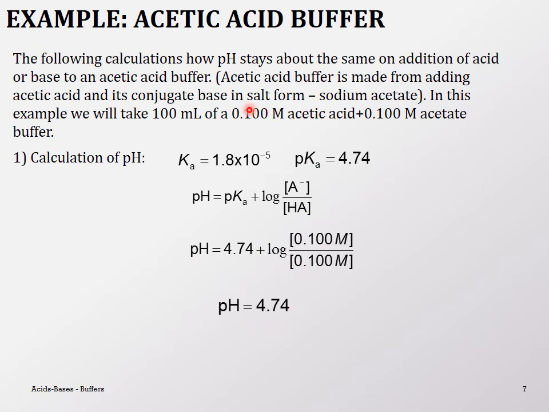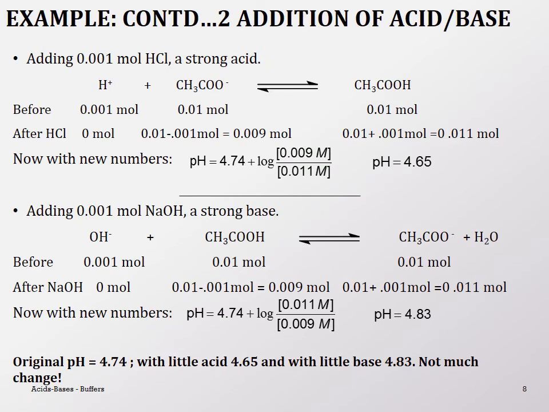And that's the thing. If you have equal ratios of both, then the pH is equal to the pKa. All right, so once we know the pH, 4.74, now we're going to go ahead in the next slide, add a little bit of acid and base and see what happens. So let's see how the changes are occurring. We're going to add 0.001 mole of hydrochloric acid, which is a strong acid.